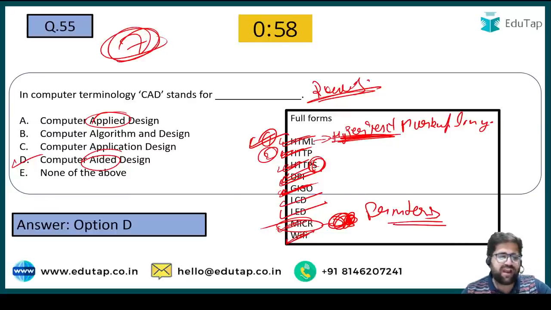What is the full form of Wi-Fi? I'm seeing my chat box. Currently there are 111 people live. Used to read checks, yes. Magnetic ink character reader.